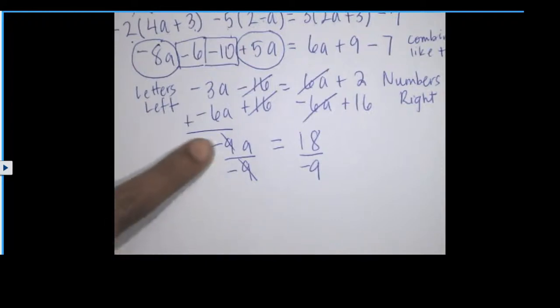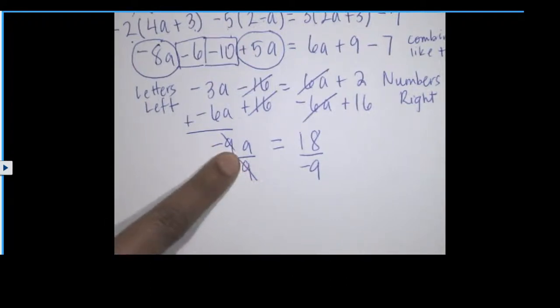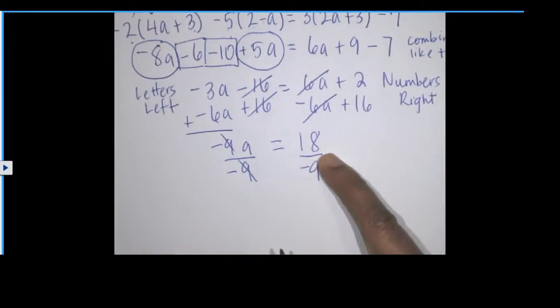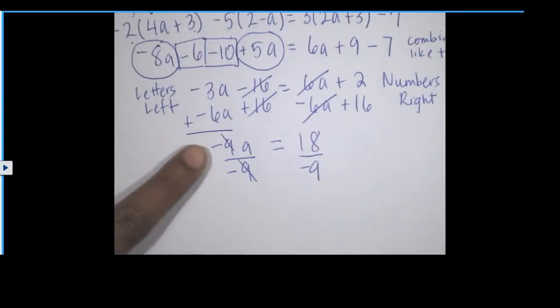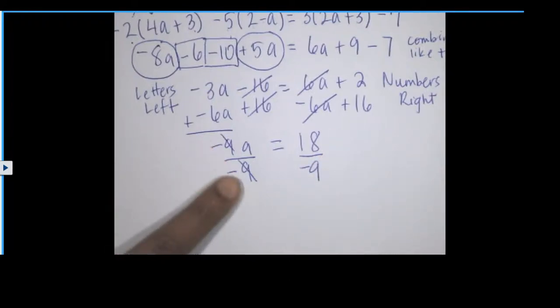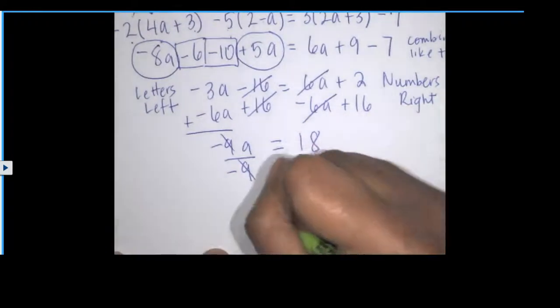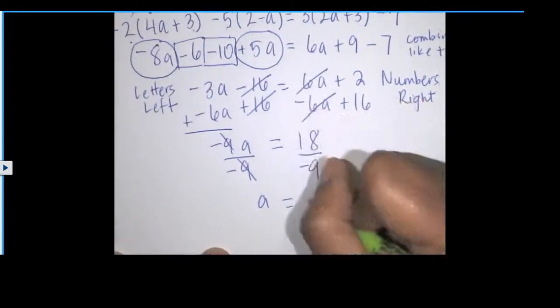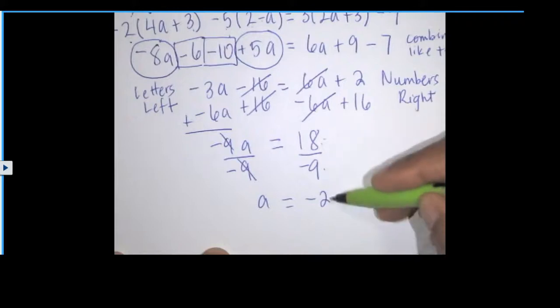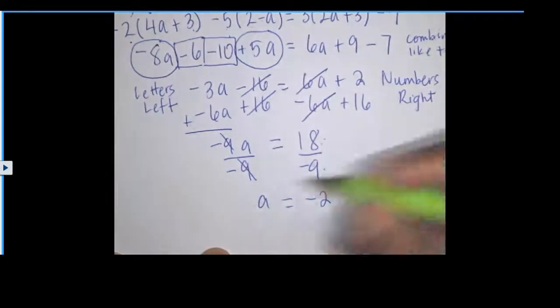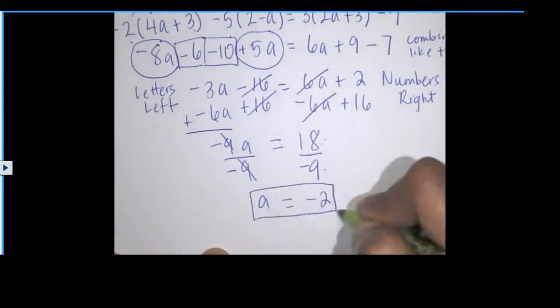Okay, so in the last step, I had my negative 9a here and a positive 18 on the right, but I divided by the coefficient and its sign, which gives me a 1 here. So this is a equals negative 2, because a positive divided by a negative is a negative, and 18 divided by 9 is 2. So the answer is negative 2.